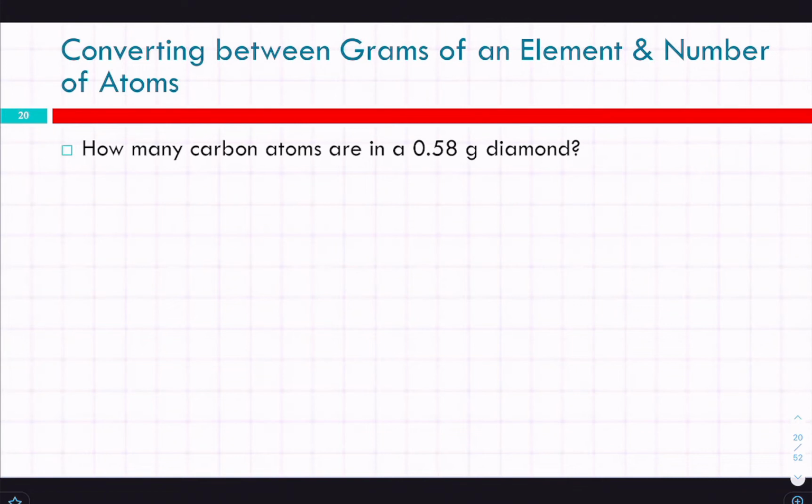So how would I start this problem? 0.58 grams of carbon, because that's what diamonds are made of.